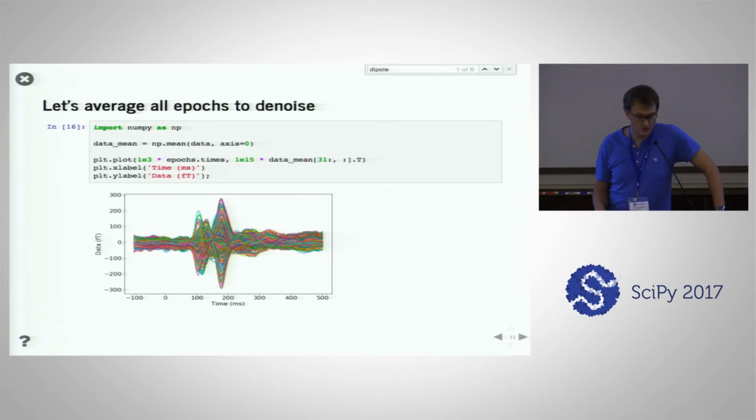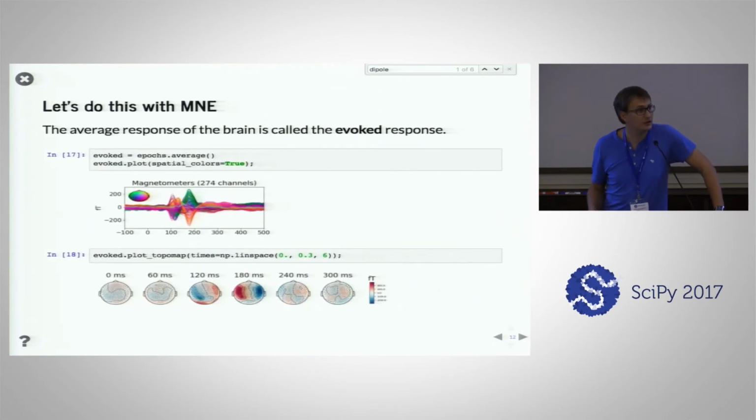Basically, MNE offers you the possibility to do all this using all the metadata in a very convenient way. So here I've got my epochs, I can just average them, and I get something that I call an evoked data container that I can just plot using spatial colors, and you see that every line now tells me where the sensors are. Okay, so you see that there are different components appearing in the data.